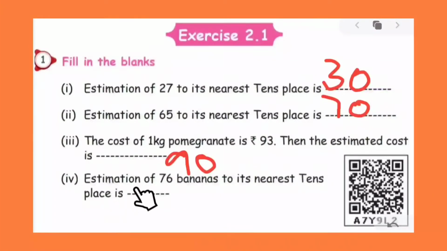Fourth one, the estimation of 76 bananas to its nearest tens place is dash. We have to find the nearest tens place for 76. See the ones place, 6 is the ending. So 6 ending means it is the second group. See the first digit, 7. Second group means we add 1 to the first number. So 7 plus 1 gets 8, adding 0 means 80. So the answer is 80.